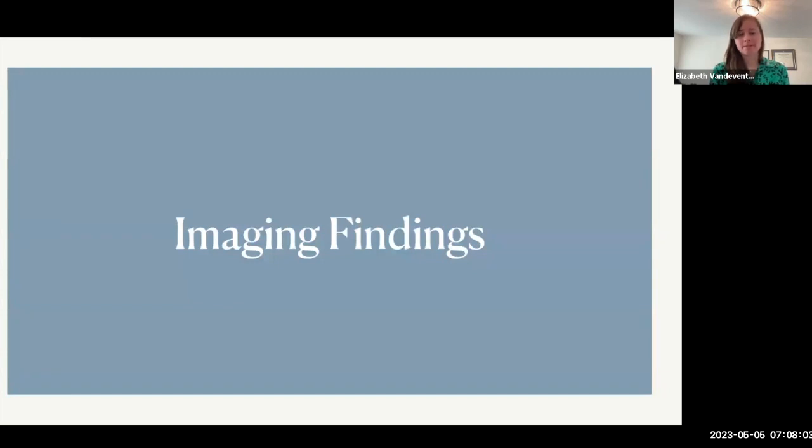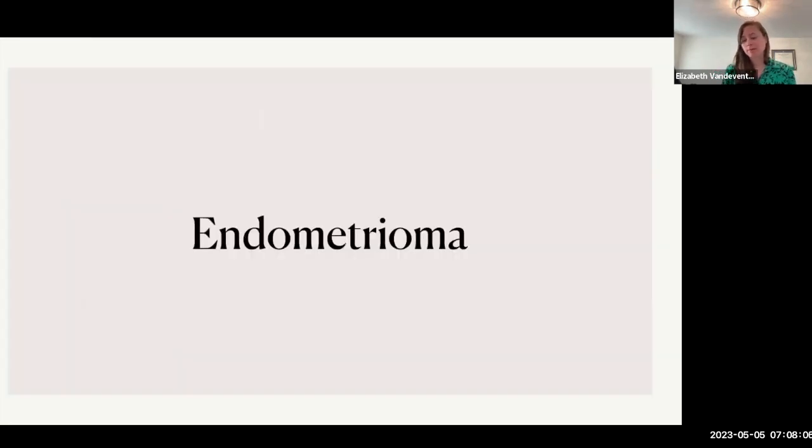So now we're going to dive into some imaging findings. So the first thing we're going to talk about is the endometrioma.